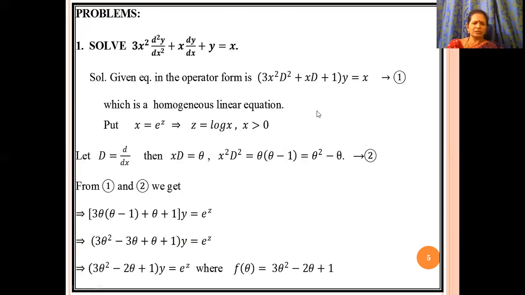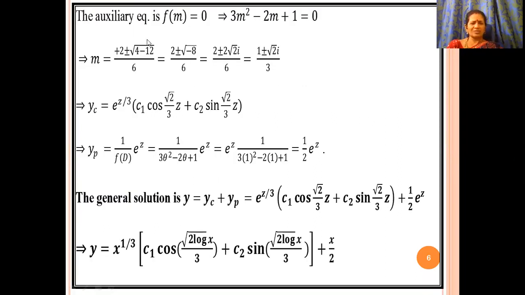In this, we call this a q. This is f of theta. After writing f of theta, you can write down the auxiliary equation f of m. From the auxiliary equation, we will get the roots. According to the roots, we have to write the complementary function. Then after writing the complementary function, you can write down the particular integral.